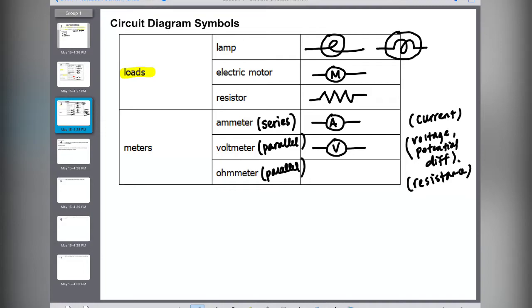Okay, and an ohmmeter has a symbol. It's not an O. Don't put an O. It's actually a little horseshoe. Do you remember it? Omega? Okay, so it's the Greek symbol omega, and that's the symbol of an ohmmeter.